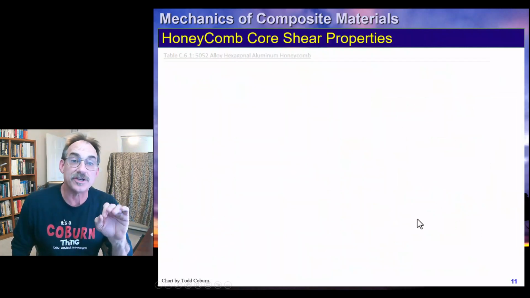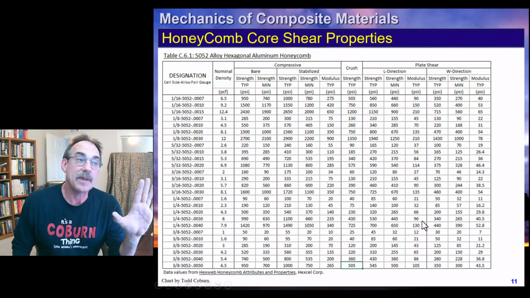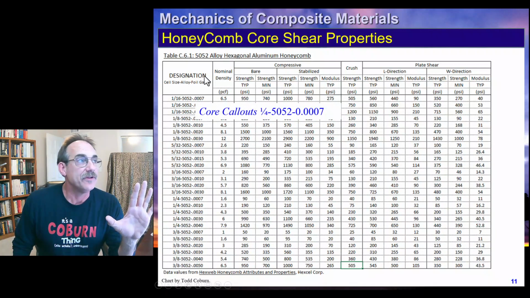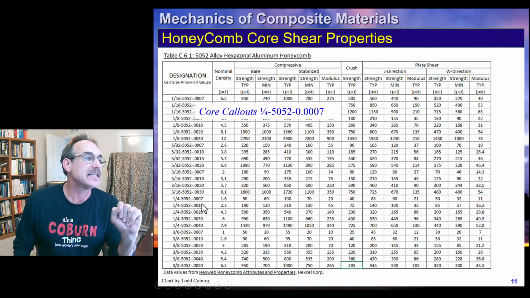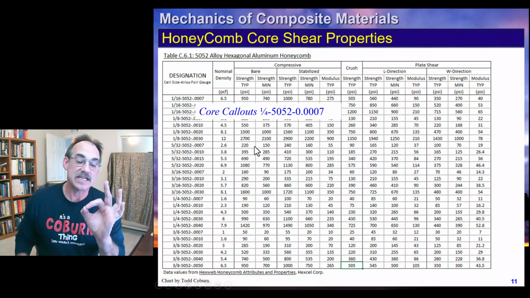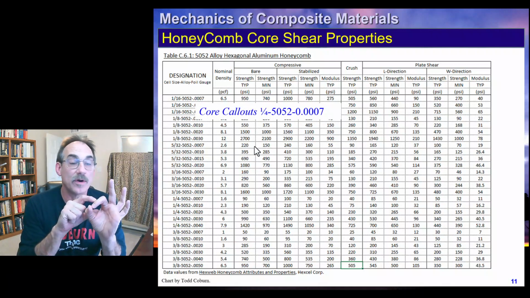So now let's look at the shear properties. Coming back to the same table, we'll start by looking at our callout. If you look at the designation here, you'll notice each core, honeycomb core, is called out by cell size, alloy, and foil gauge. So let's say we have the 1/4-5052-0007 honeycomb. That means that it's the cell size, the distance between the flats is 1/4 inch.